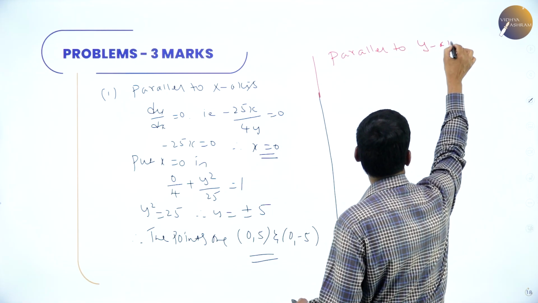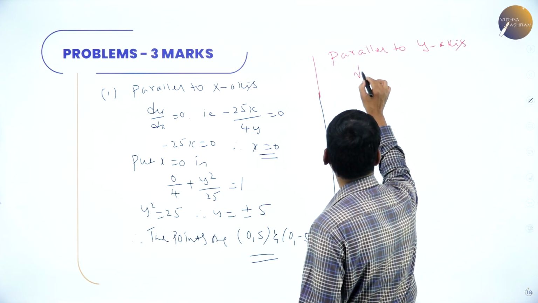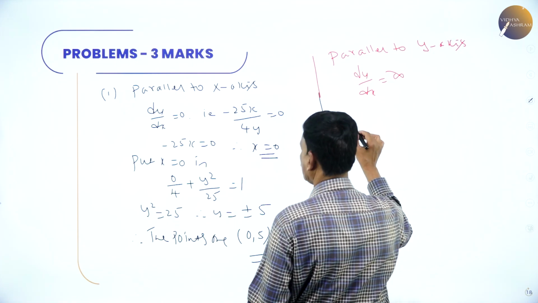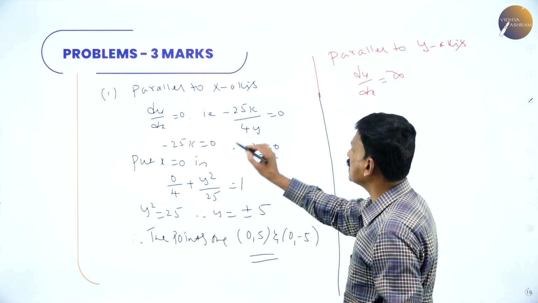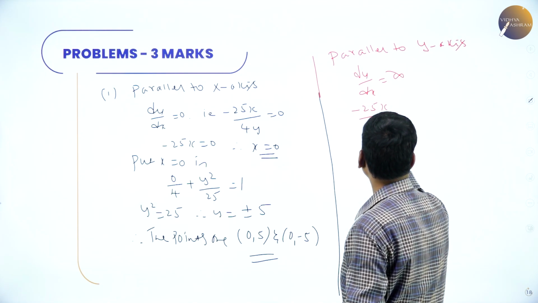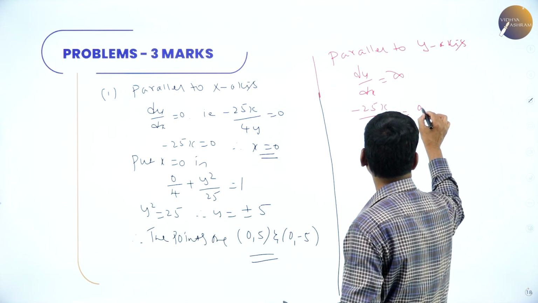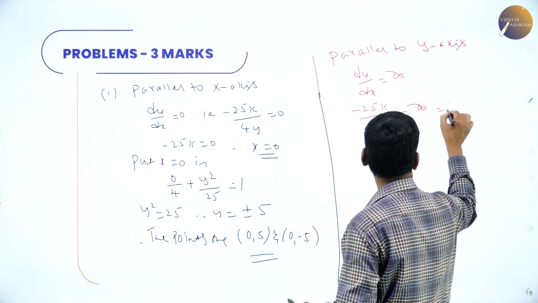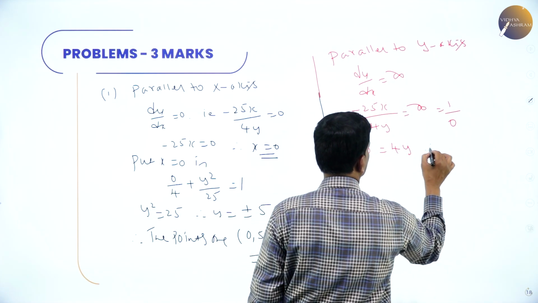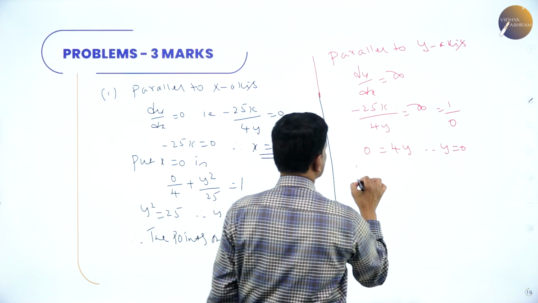Parallel to y-axis means dy by dx is equal to infinity. So dy by dx, what is dy by dx? Same, minus 25x divided by 4y is equal to infinity. Infinity means 1 by 0. Cross multiply. 0 is equal to 4y. Therefore, y is equal to 0.